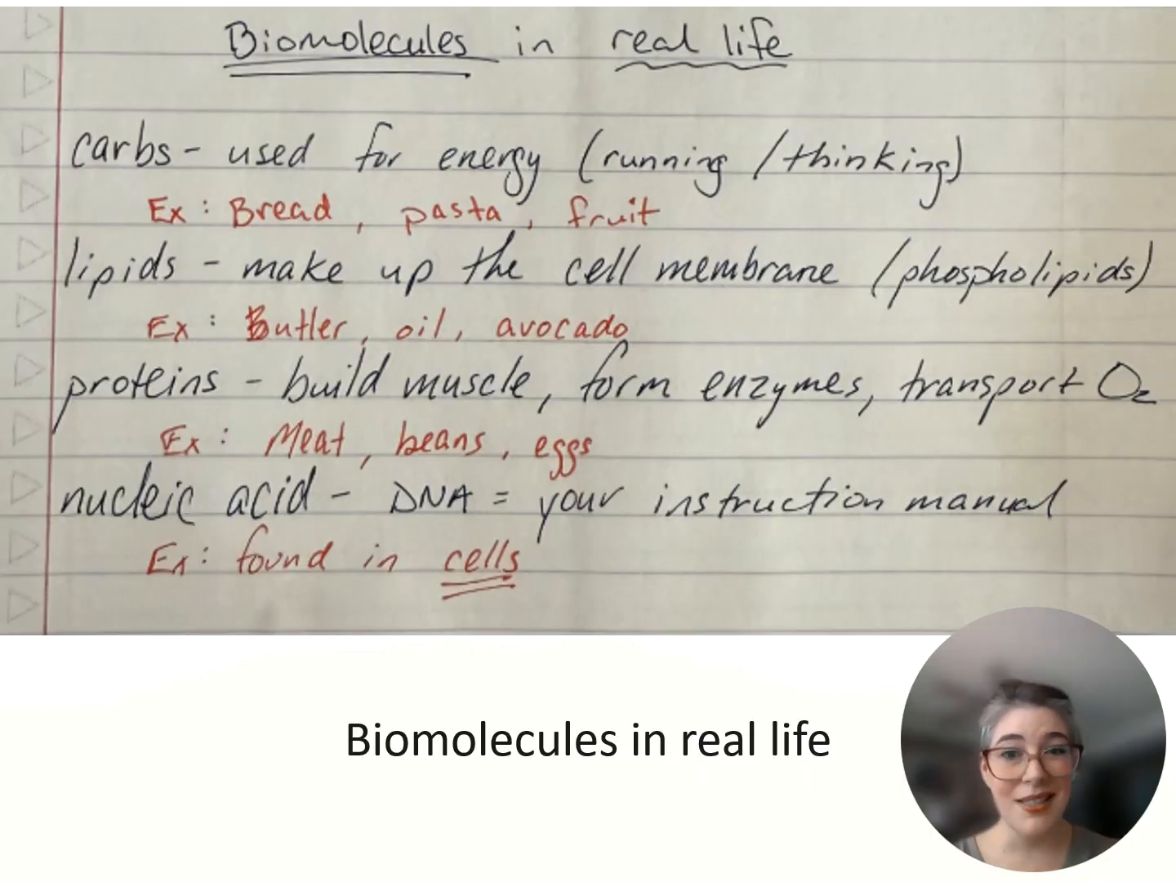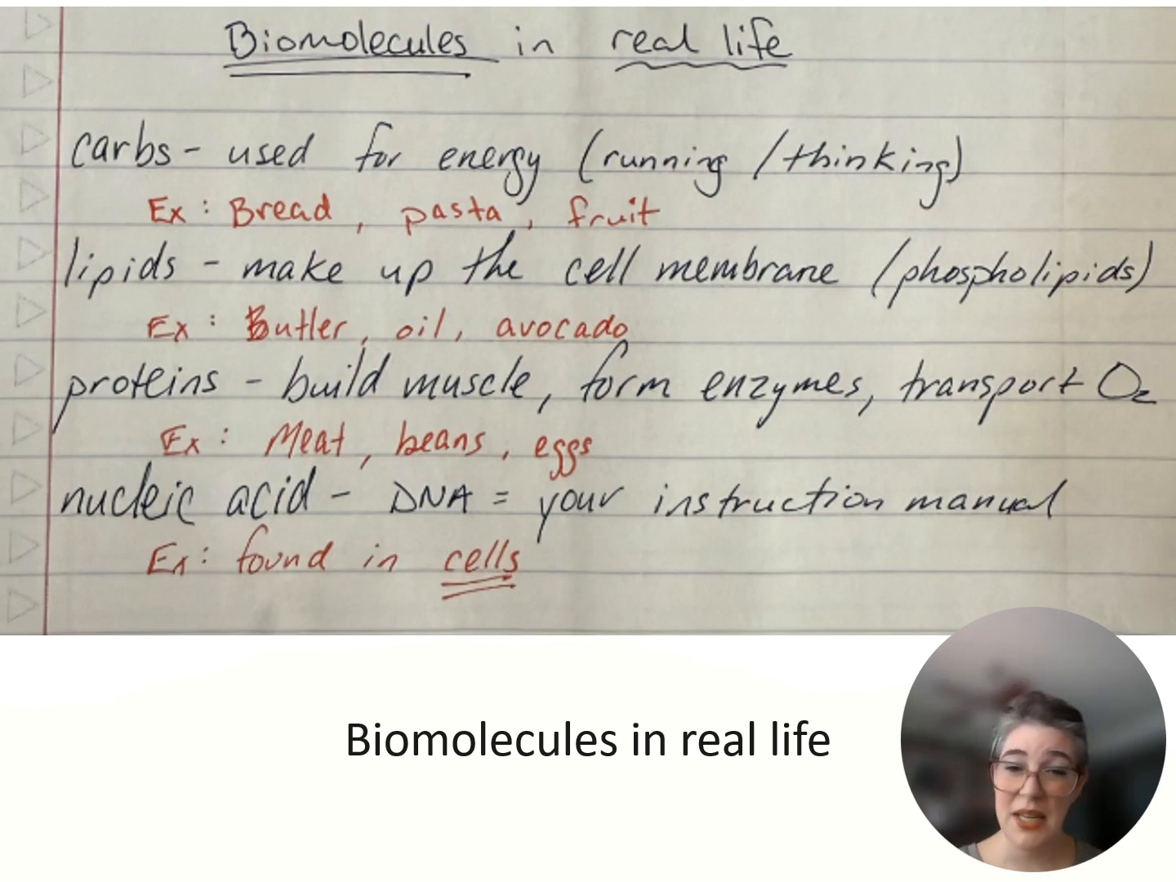Okay, so let's talk biomolecules in real life. So carbs, these are used for energy. So running, thinking, you need carbs. And you're going to get these in bread, pastas, and fruit. Lipids, these make up your cell membranes. So the phospholipids, so butter, oil, avocado, those are examples of lipids. Proteins, these build your muscles, they form enzymes.